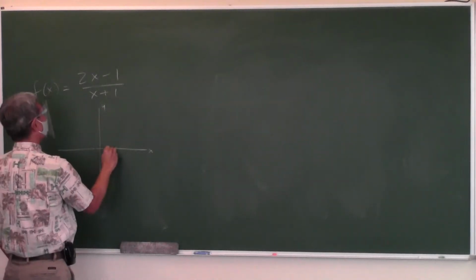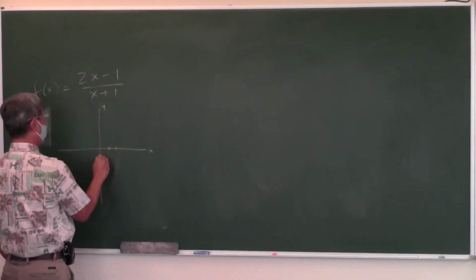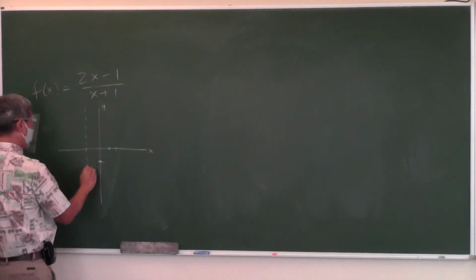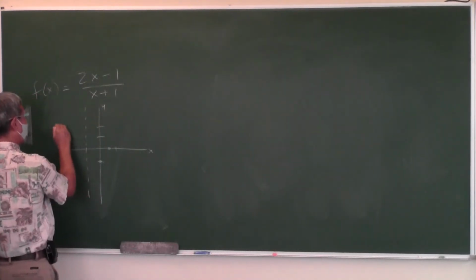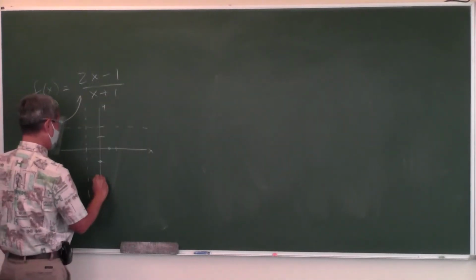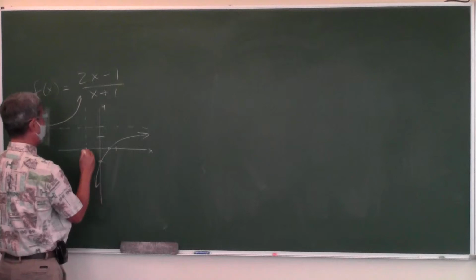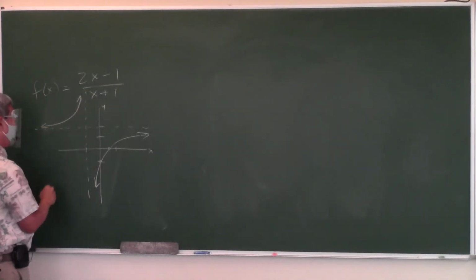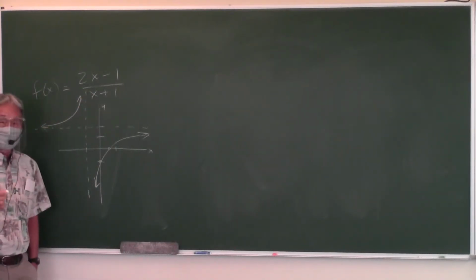X-intercept 1/2. Y-intercept -1. Vertical asymptote x is -1. Horizontal asymptote y equals 2. So the graph looks like this. It's basically a hyperbola. Okay, but now you've got to learn limit notation.